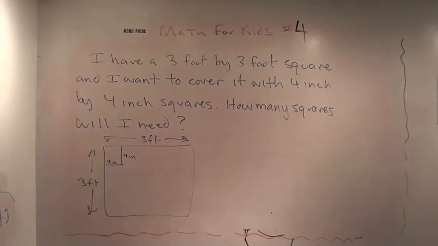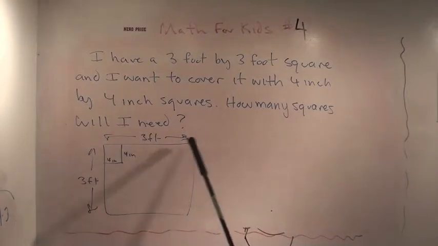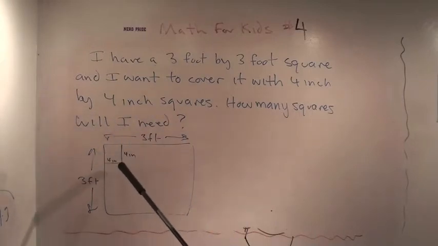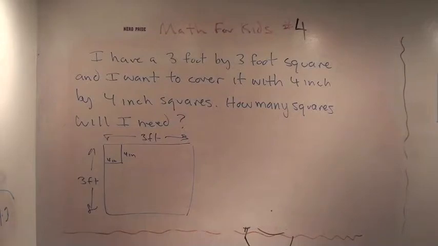Okay, here is the second problem, and hopefully we'll make it through without too much difficulty. I have a 3 foot by 3 foot square. Here's my 3 foot by 3 foot square. And I want to cover it with 4 inch by 4 inch squares. So I have all these little tiles, like we did in the bathroom. I want to cover this 3 foot patch with these little 4 inch tiles, and the question is, how many tiles do I need?